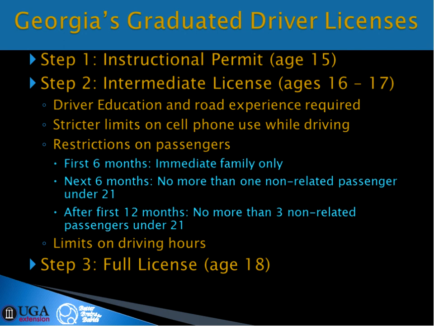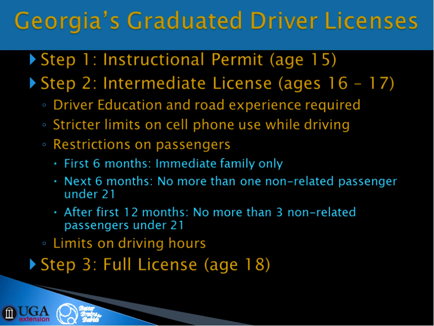So Georgia has a graduated driver's license. Anybody who has a kid who's gone through driver's training recently knows this. You can get an instructional permit at age 15. At age 16, when you've met driver's education and road experience requirements, you can get an intermediate level license. And when you have that license, you pass your road test, you've had your driver's ed, you've had a documented amount of road experience before you take that driver's test. There are limits on when and how you're allowed to drive.